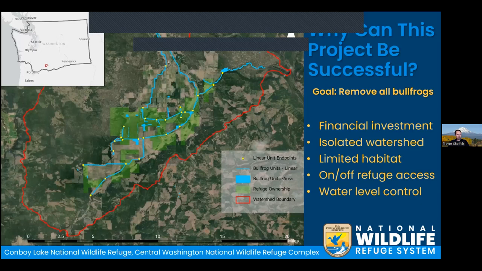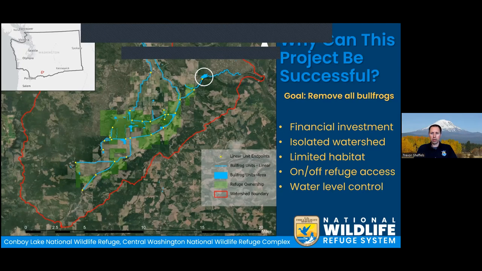And then we have water control on a lot of our wetland units, ability to manipulate water levels. I'll highlight one there that's circled in the upper right. That's the Mill Pond, not on refuge, but owned by our partner, Mount Adams Resource Stewards. And that's going to be a key part of the story, which is why I wanted to highlight it right off the bat here.